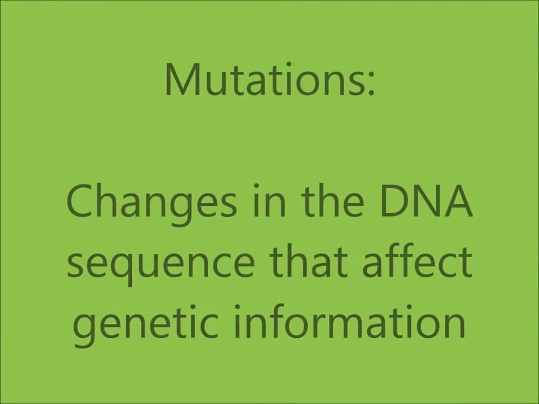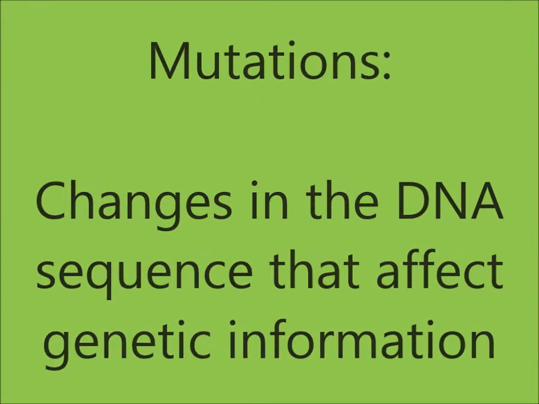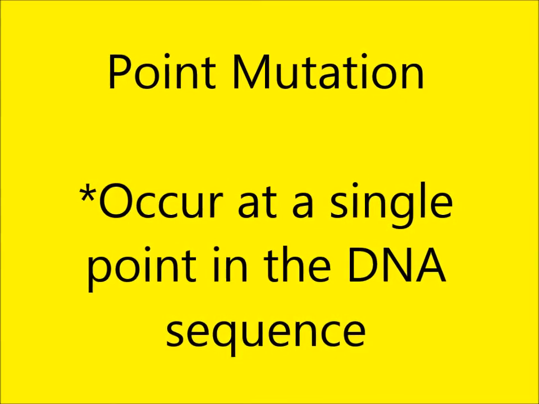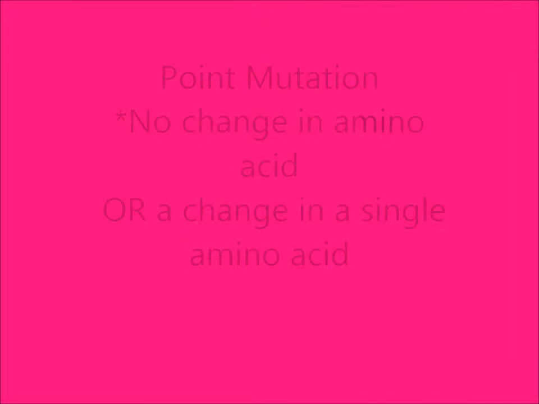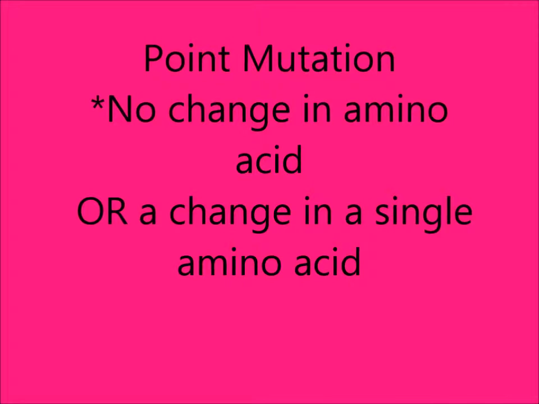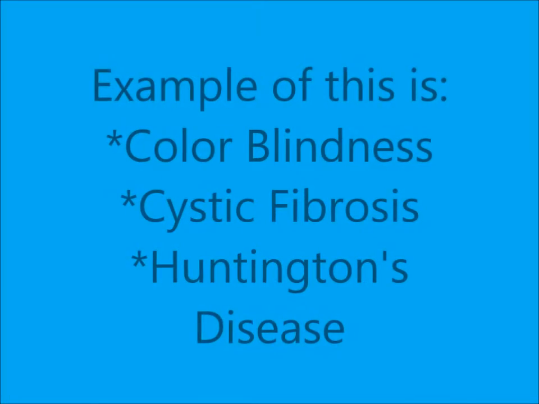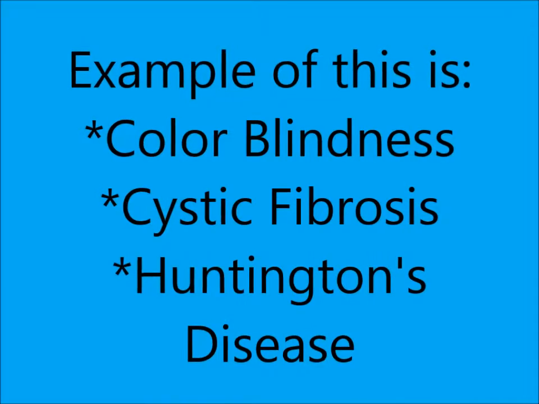A mutation is a change in DNA sequence that affect genetic information. Point mutations occur at a single point in a DNA sequence. No change in an amino acid or a change in a single amino acid. Examples of this are color blindness, cystic fibrosis, Huntington's disease, and sickle cell anemia.